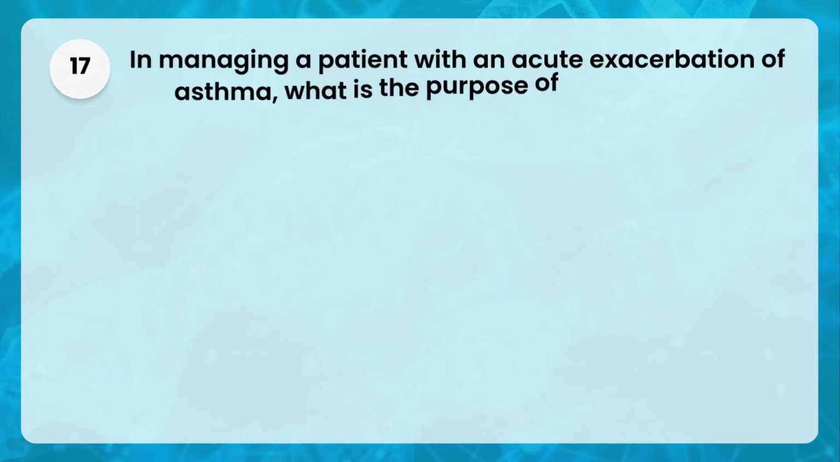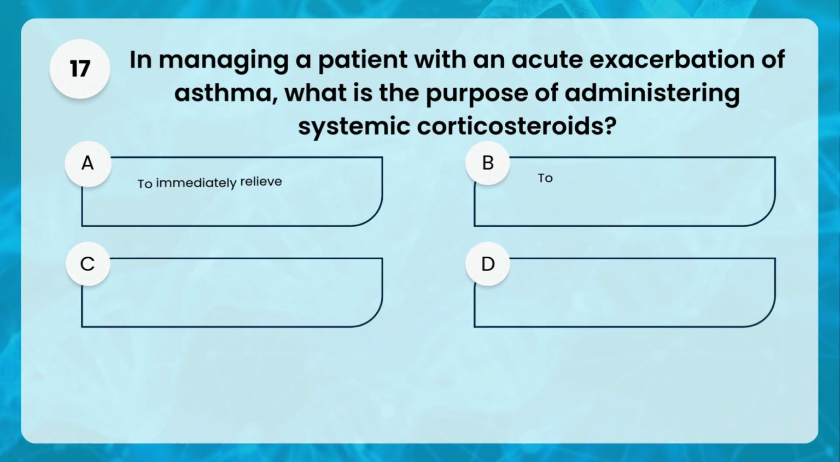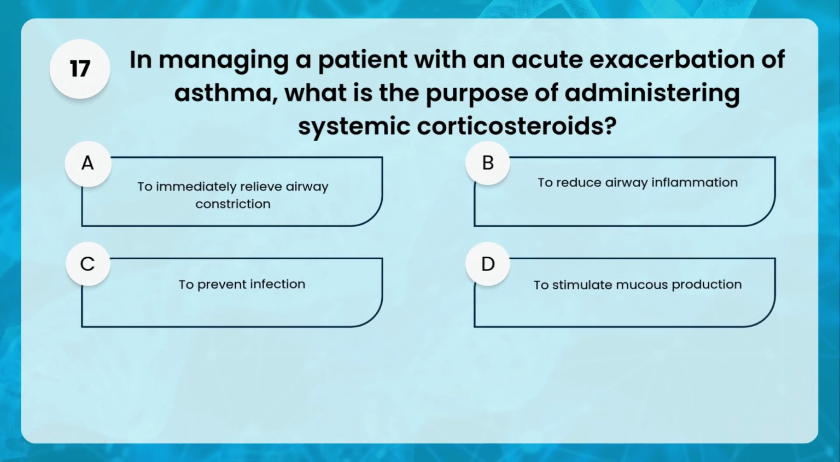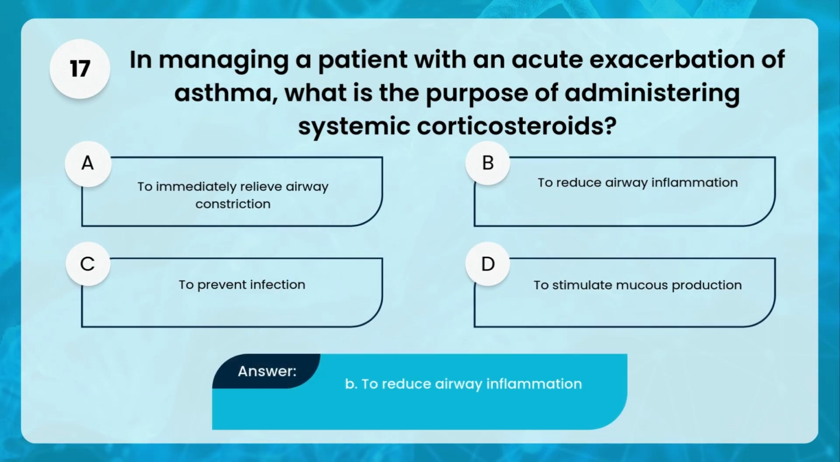17. In managing a patient with an acute exacerbation of asthma, what is the purpose of administering systemic corticosteroids? A. To immediately relieve airway constriction. B. To reduce airway inflammation. C. To prevent infection. Or D. To stimulate mucus production. The answer is B. To reduce airway inflammation.